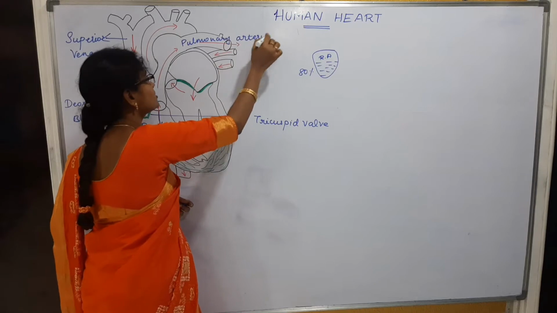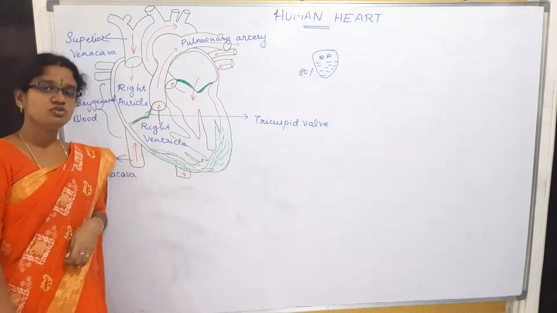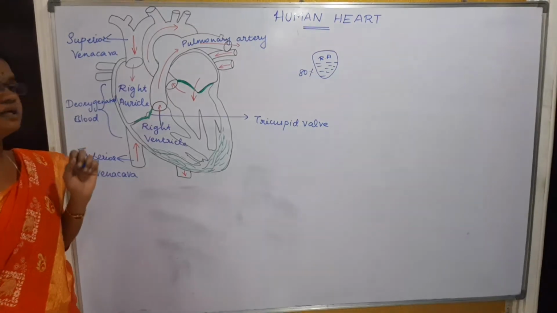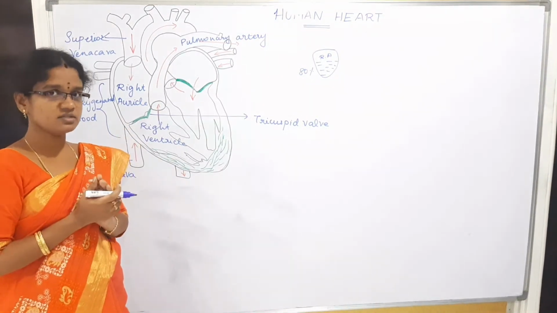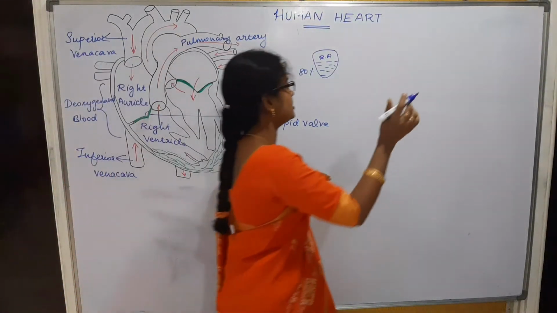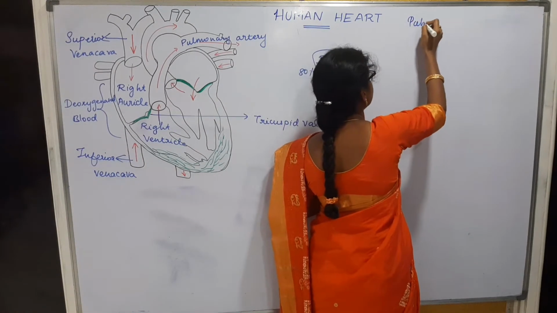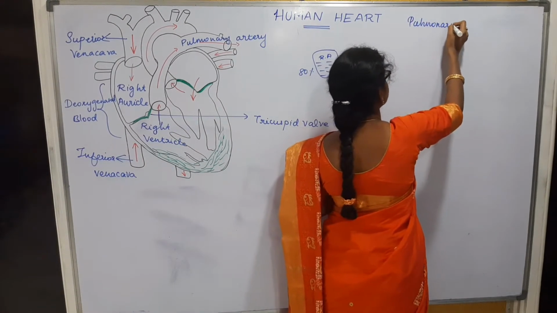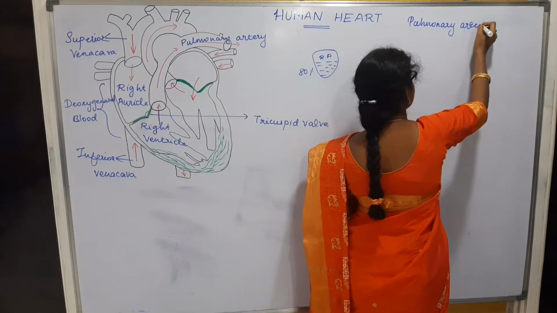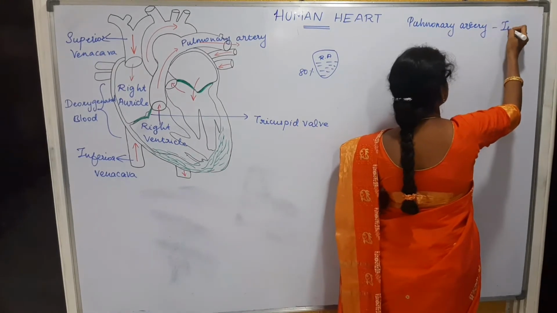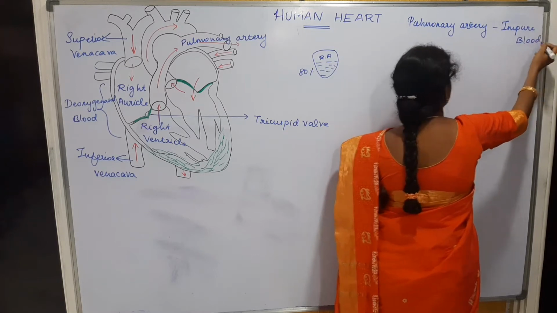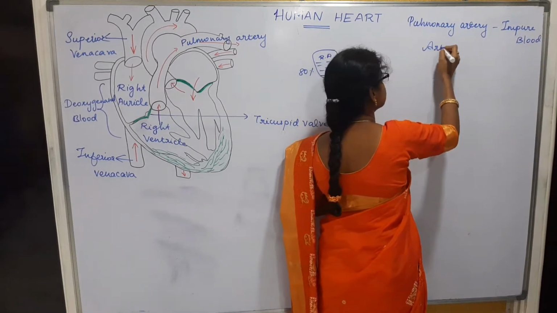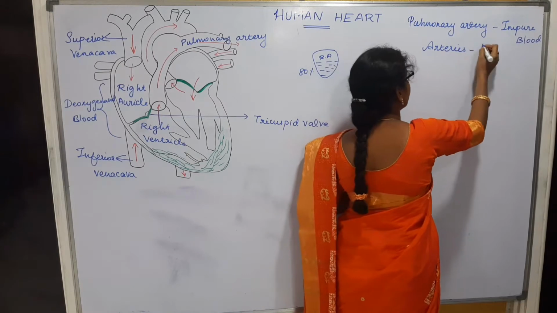Pulmonary artery. Now, I want to share a few words about the pulmonary artery, and I want to differentiate between the arteries and the pulmonary arteries, right? So, the pulmonary artery carries only the deoxygenated blood, that is the impure blood, whereas the arteries carry only the pure blood.